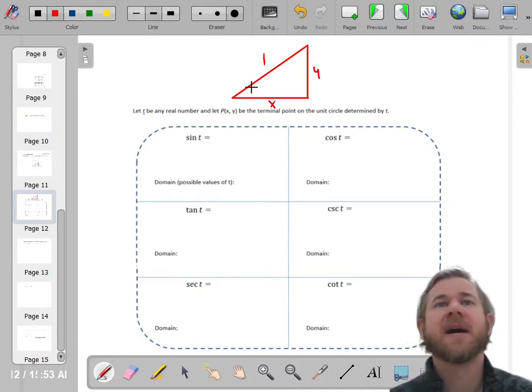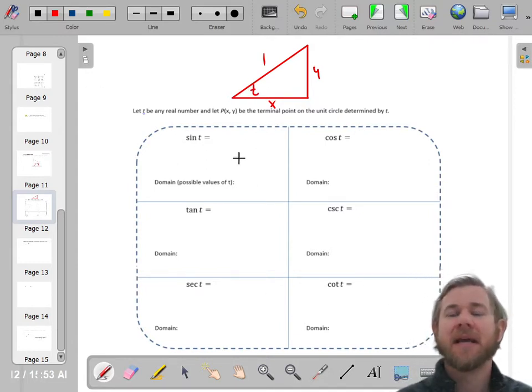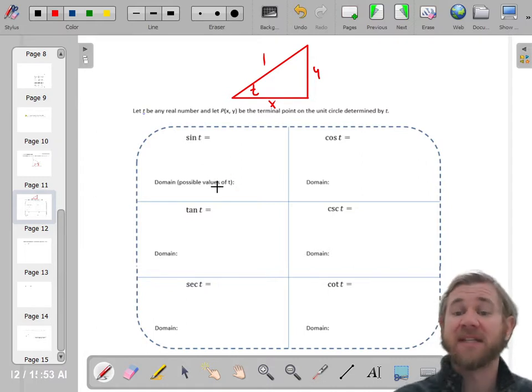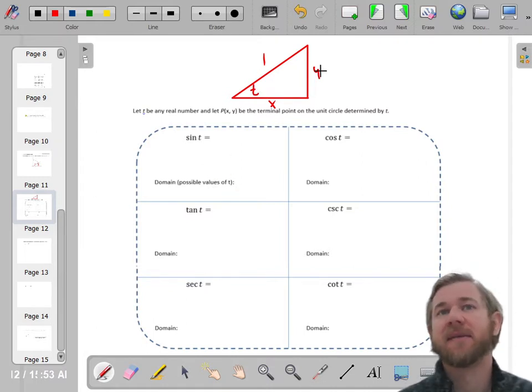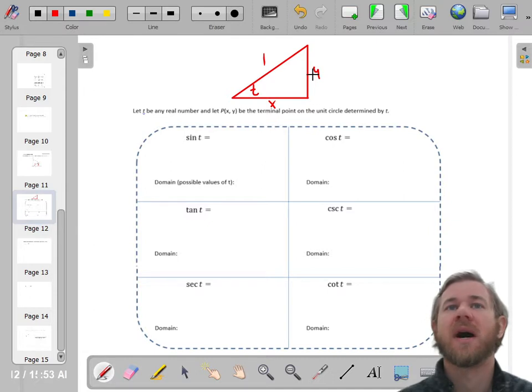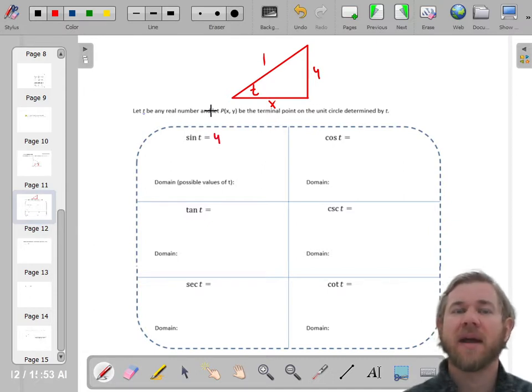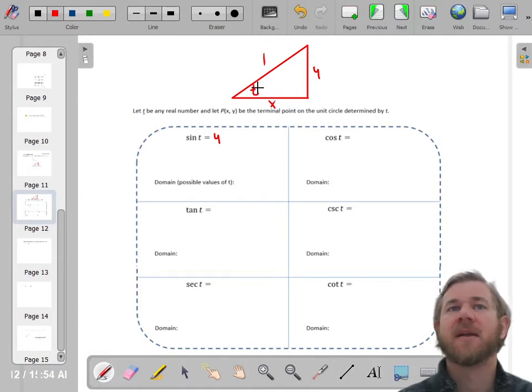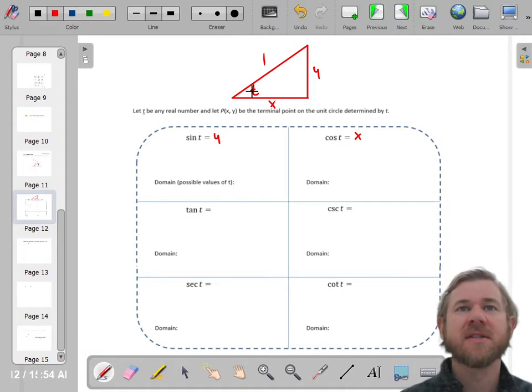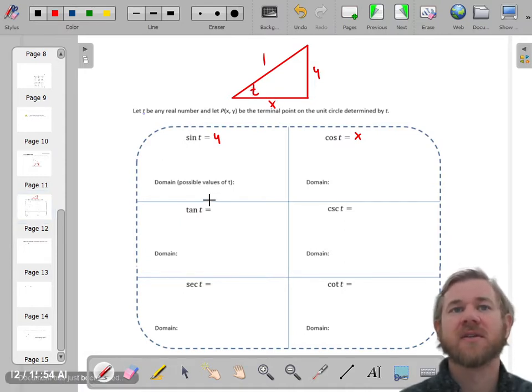So if this is my angle that I'm referring to, t, my reference angle, if I say what's the sine of t, you would say opposite over hypotenuse, y over 1, which is just y. Cosine of t is adjacent over hypotenuse, so x over 1, which is just x. Tangent is opposite over adjacent, so y over x.